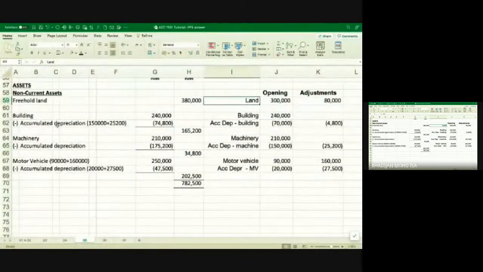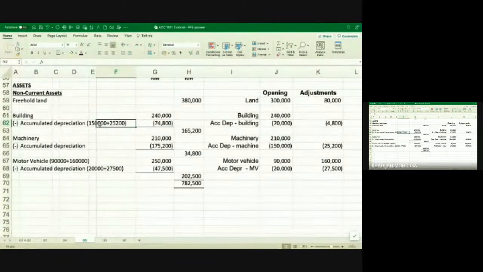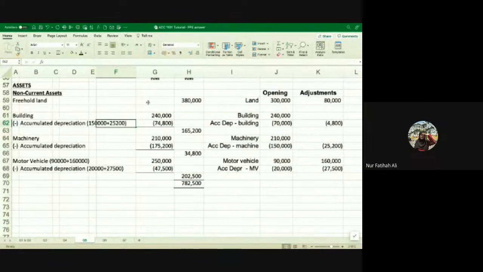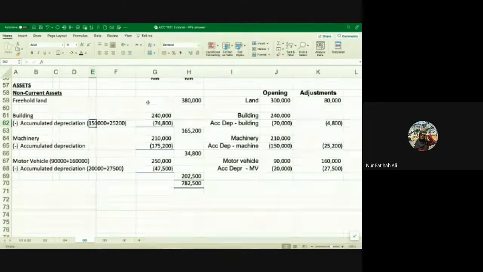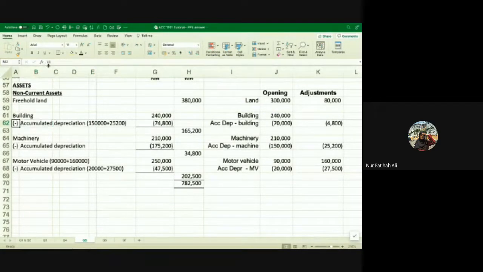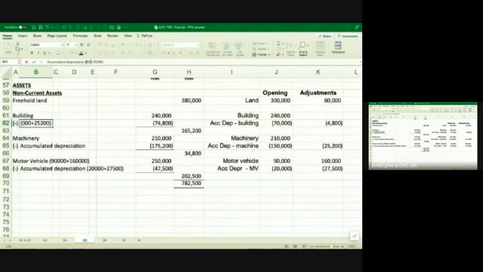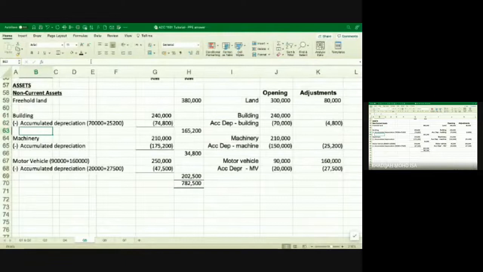Macam ni kan, accumulated depreciation building, ni mana dapat 150,000 ni? Huh? Can you tell me? Kiraan machinery. Machinery kenapa 150 kat sini? Dia salah lah ni. So maknanya it's supposed to be 70,000, is it? 70 plus 20, tak juga. Apa ni ya?